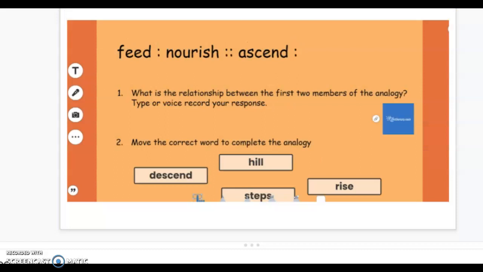The second part has you moving the correct word to complete the analogy. You will be given choices for answers that are usually closely related to the first member of the second set of words. But you must make sure the word you choose is not only related, but related in the same way that the first two members of the analogy are related. Ascend relates to one of the words on the bottom, the same way feed relates to nourish.